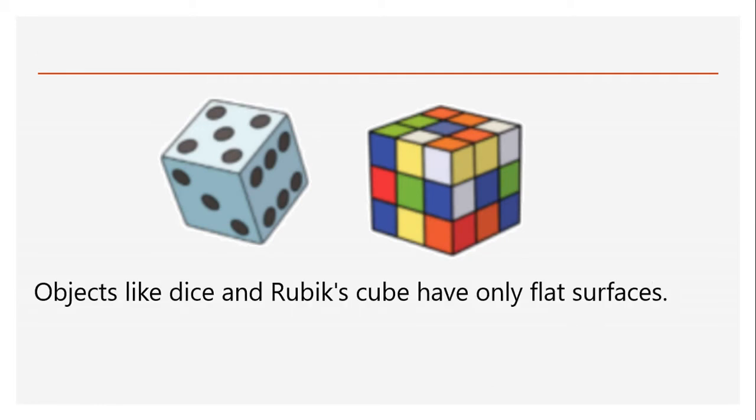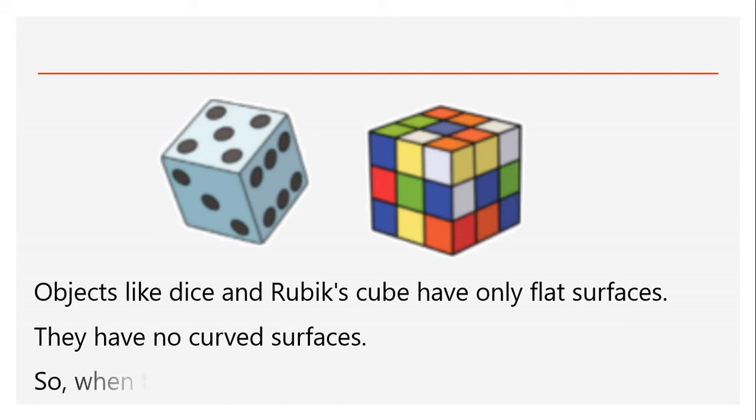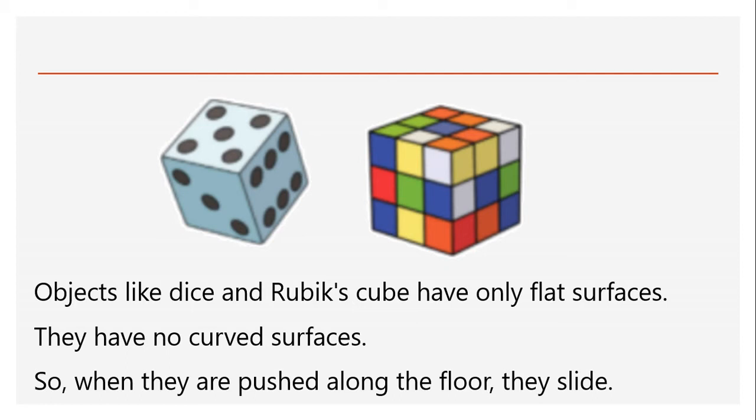On the other hand, objects like dice and Rubik's cube have only flat surfaces. So a Rubik's cube and this is a dice. Both of these have 6 faces and all the faces are flat. They have no curved surfaces. So when they are pushed along the floor, they slide.